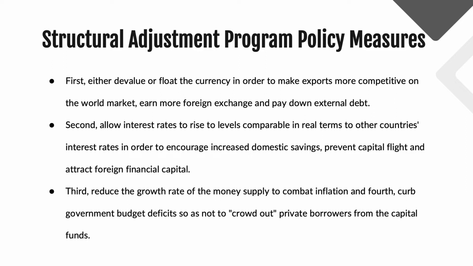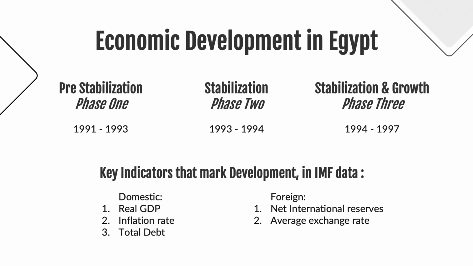Despite this, these policy measures can result in periods of economic recession during stabilization and often result in public discontent, as I will talk about later in the presentation. Looking at the economic development in Egypt, it can be split up into these three groups: pre-stabilization, phase 1 from 1991 to 1993, stabilization, phase 2 from 1993 to 1994, and stabilization and growth, phase 3 from 1994 to 1997. The key indicators and areas that mark development according to the IMF data are real GDP, inflation rate, and total debt for domestic indicators, and net international reserves and average exchange rate for foreign indicators.